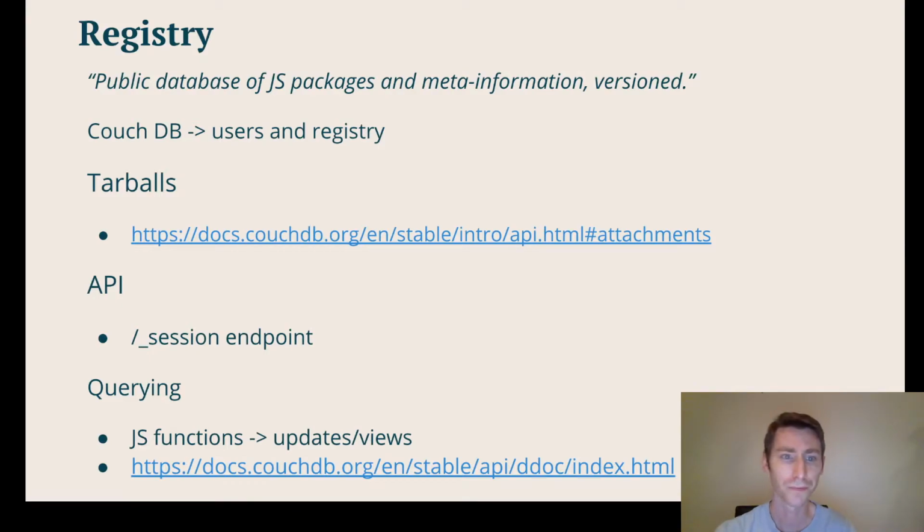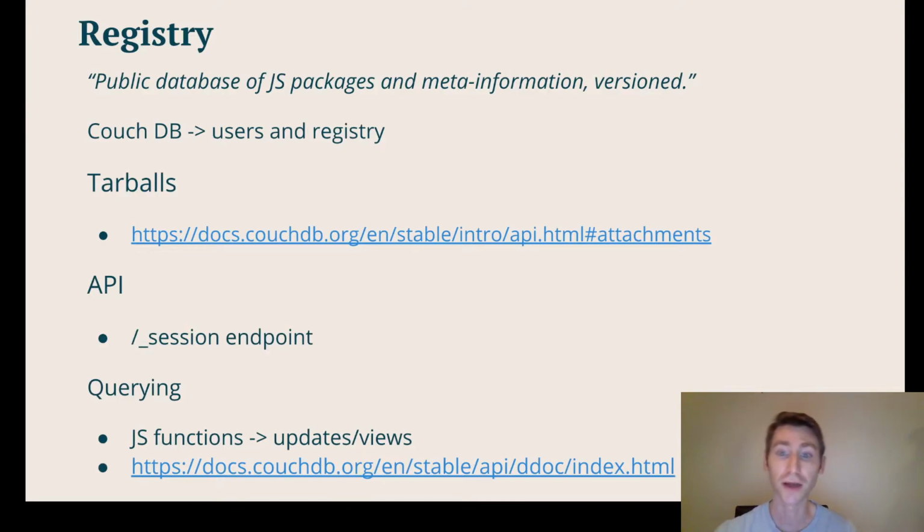On the tarballs, there's a link to more of it there, but it uses CouchDB's attachments for package tarballs. It's really easy to upload or download an attachment from CouchDB, simpler than most of the other NoSQL alternatives. And there's an API. So Couch naturally exposes an HTTP endpoint, which means it has an API built into it by default. For auth, there is a /_session endpoint, which is to create a new cookie-based session, or it accepts an authentication header for basic auth, both natively.